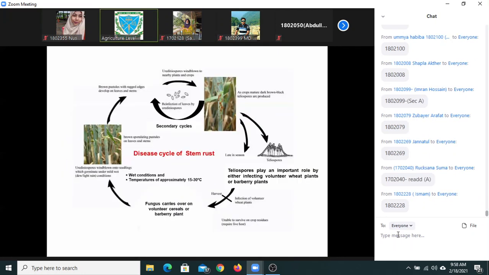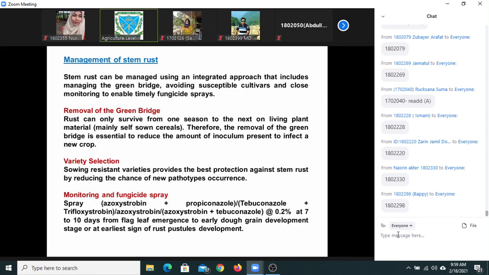So very good. So the same way you see, wet condition and temperature approximately 15 to 30 degrees centigrade once prevail in the weather, this pathogen can produce urediniospore from the alternate host or somewhere and infect the plants and reinfect the plants with the help of urediniospore and produce the symptoms. Once harvested, it goes to the alternate host, not in the debris. Sometimes debris can carry just teliospore.